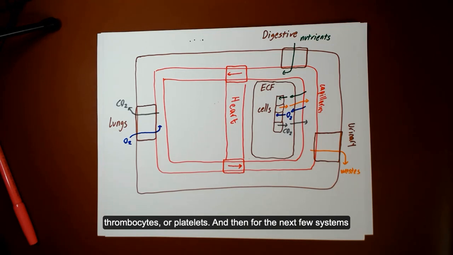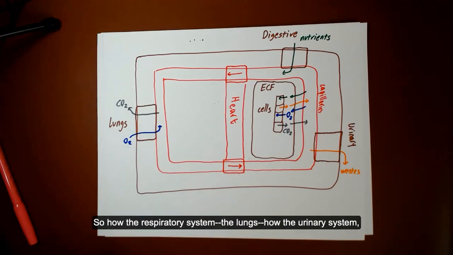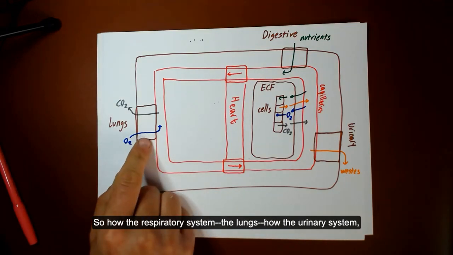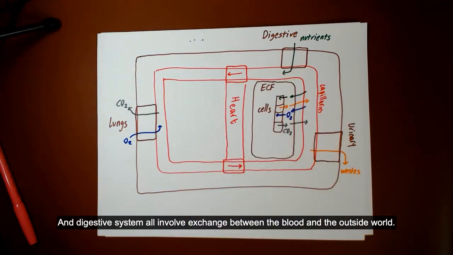And then for the next few systems of the body, after we're done with the cardiovascular system, we're going to see them in this context. So how the respiratory system, the lungs, how the urinary system and digestive system all involve exchange between the blood and the outside world.